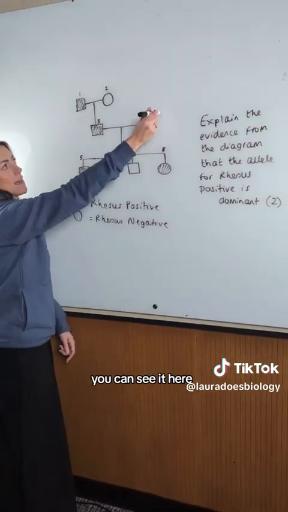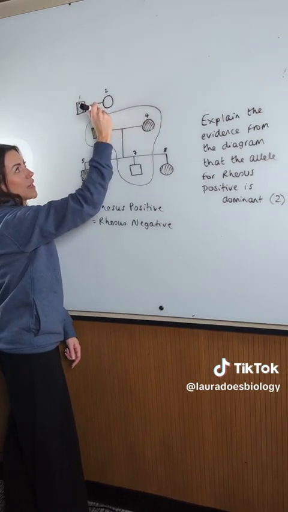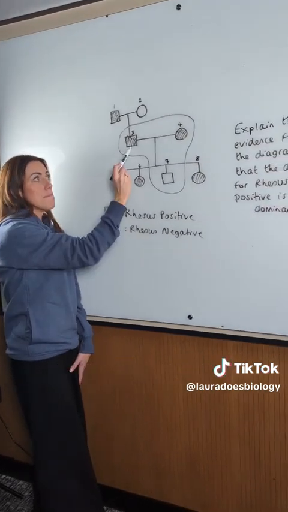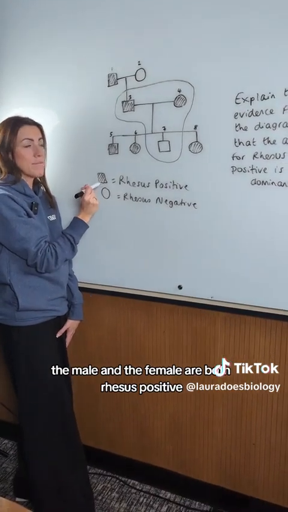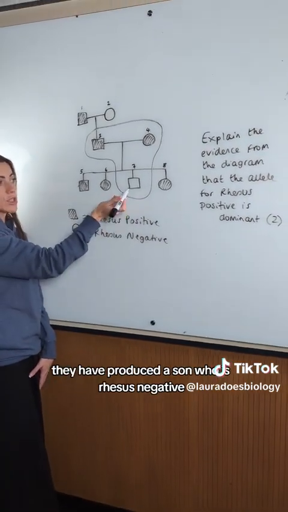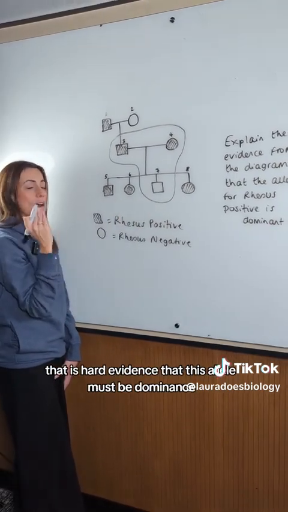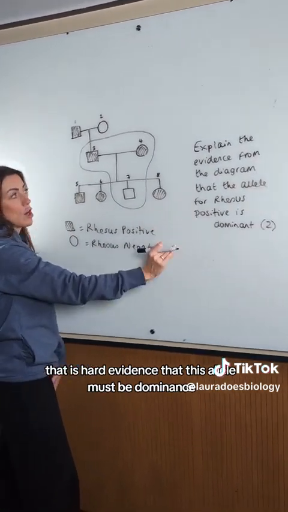You can see it here. Okay, you can see you've got 2 parents, the male and the female are both rhesus positive. They have produced a son who is rhesus negative. That is hard evidence that this allele must be dominant.